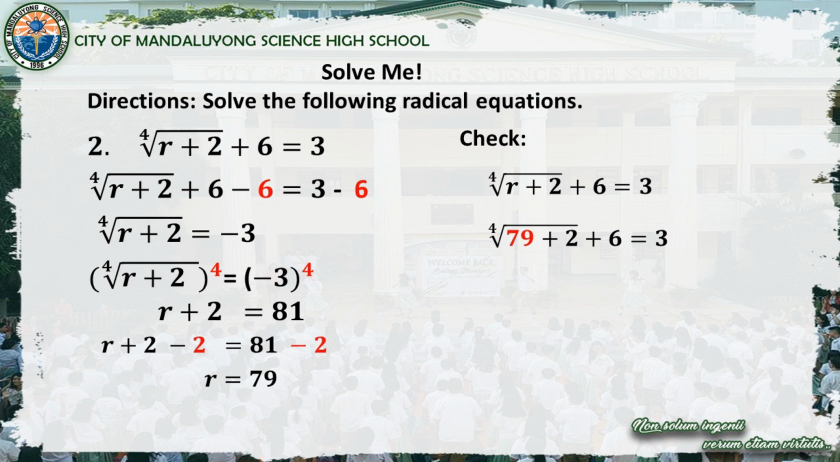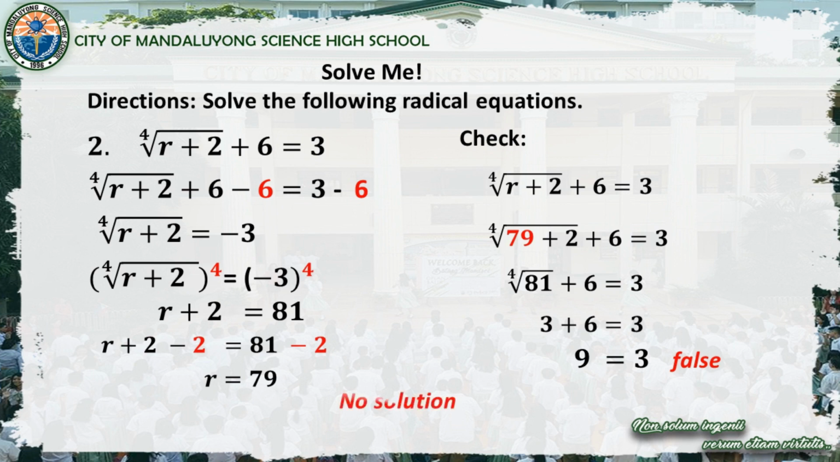Adding 79 and 2, we have 81. So our new equation is the fourth root of 81 plus 6 is equal to 3. Now let's get the fourth root of 81, and that gives us 3. Then plus 6 is equal to 3. And 3 plus 6 is equal to 3 is false. So meaning there's no solution, or 79 did not satisfy the problem, or there exists the so-called extraneous root or extraneous solution.